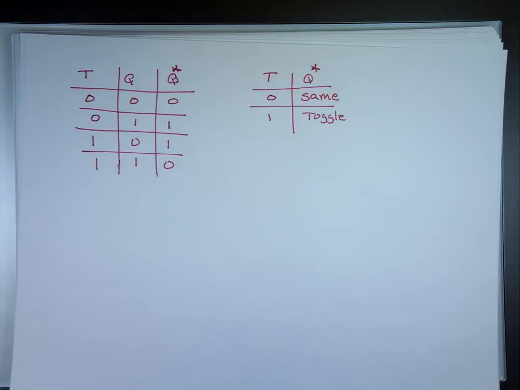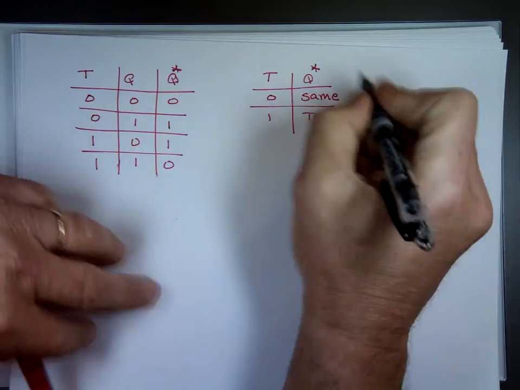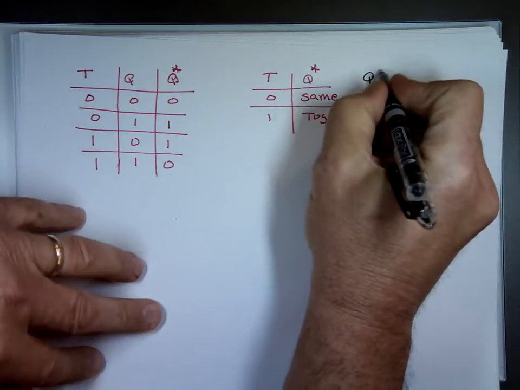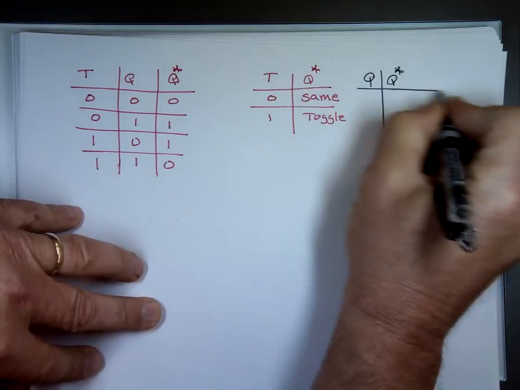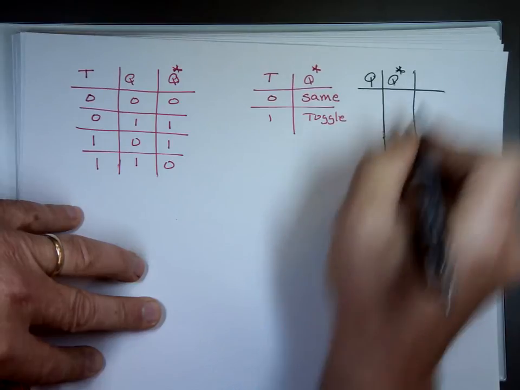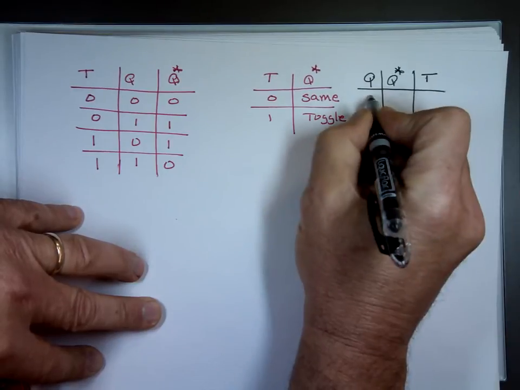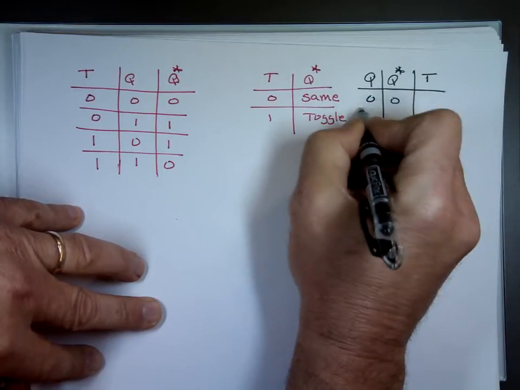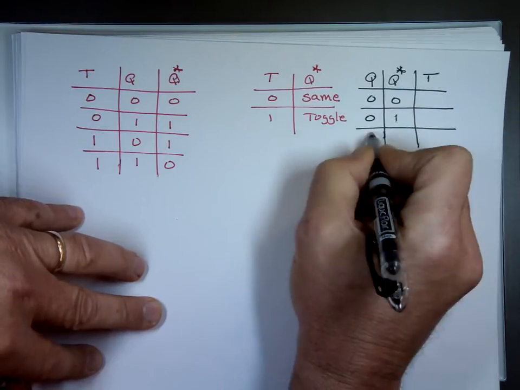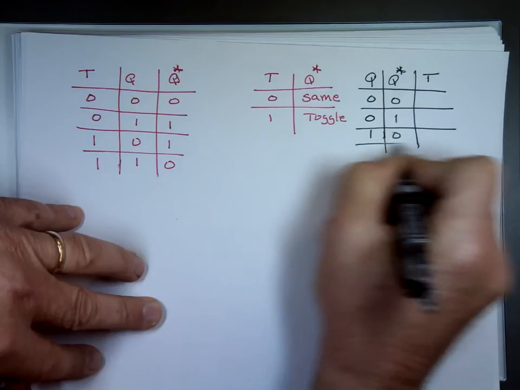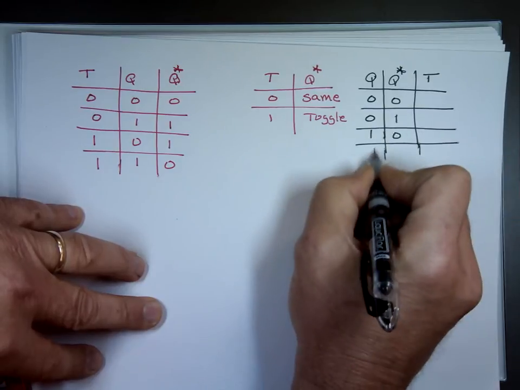So let's come up with the excitation table. Let's see what will happen. I'm going to do the reverse here. If you know Q and you know the next state, can you tell me what T should be? From 0 to 0. From 0 to 1. From 1 to 0. From 1 to 1.